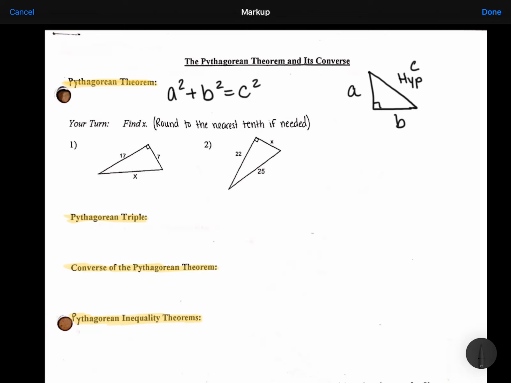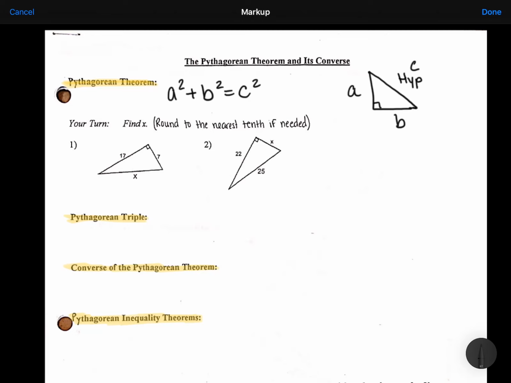If you want to, you can pause the video and see if you can remember, using the Pythagorean theorem, how to find a missing side of a right triangle. You're going to be given two sides, and you're going to be missing a side, whether it's a leg or a hypotenuse. All you do is plug your numbers into the equation and solve for either A, B, or C. So you can pause the video and see if you can do 1 and 2, and then unpause the video and see if you get them correct.